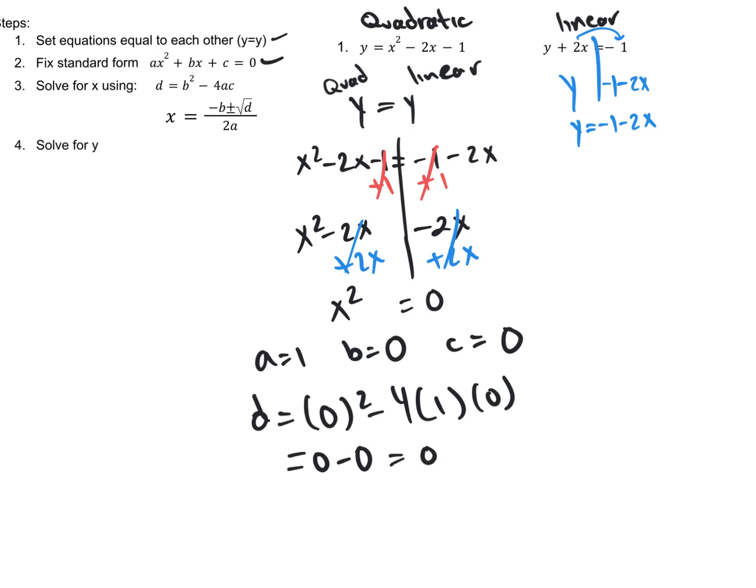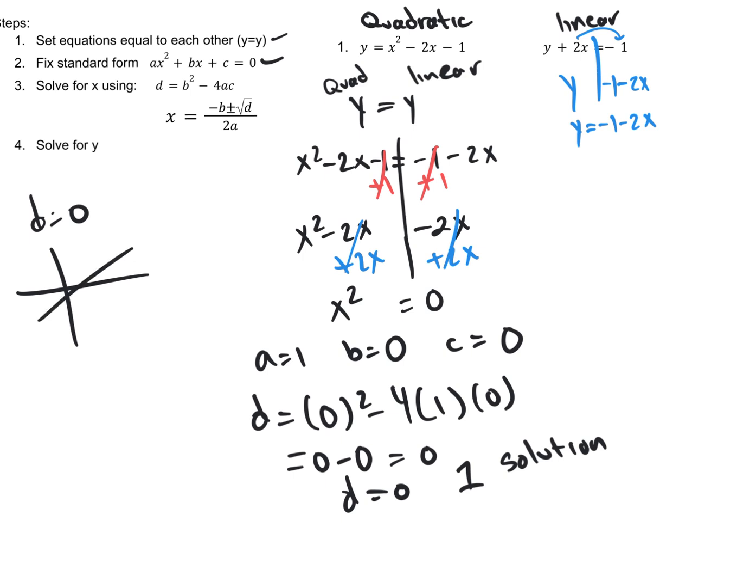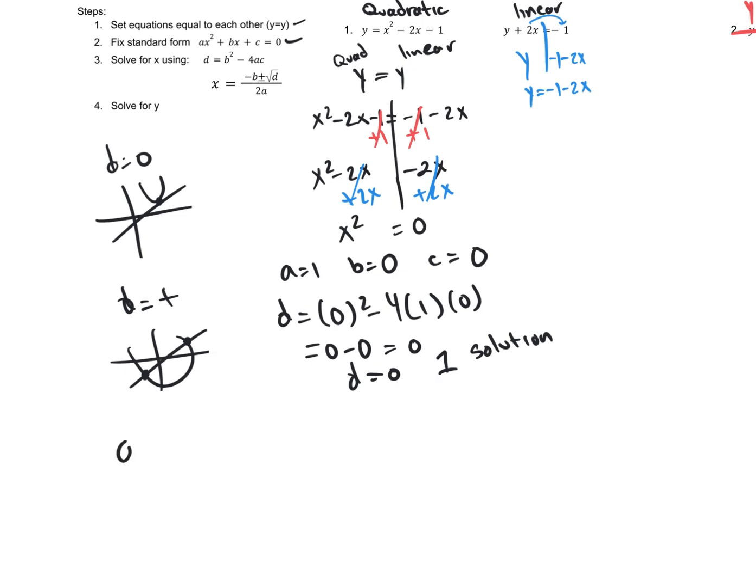So 0. When d is equal to 0, that tells you you have one solution. Remember, d is your determinant. If the determinant is equal to 0, you have one solution because your graph crosses once. If d is a positive number, you have two solutions because the graph crosses twice. If d is negative, you have no real solutions because those are the imaginary ones, so the graph doesn't cross at all. So for this one, I have one real solution.